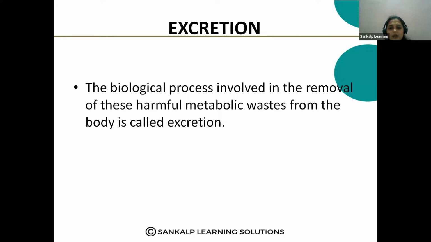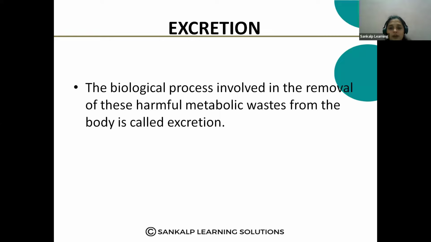But what about the other waste? The removal of waste materials is called excretion. But here what we are studying is the excretion of some nitrogenous waste materials, which is produced by the metabolic activity of our body. So our body produces some urea, uric acid type of substances, nitrogenous waste due to the metabolic activity, that also should be removed from our body.